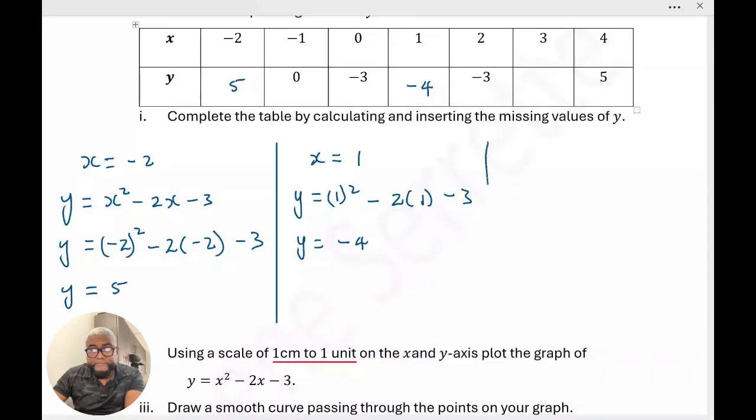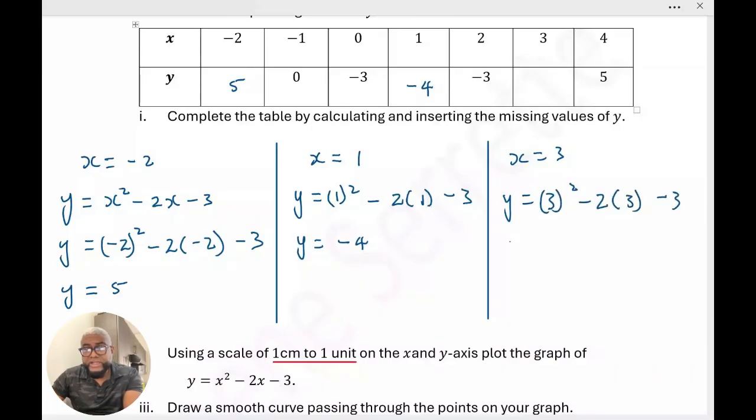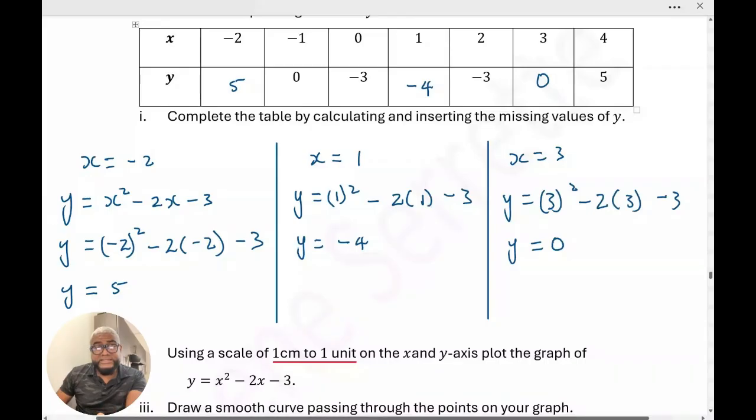Right. Last one. So using the same equation for all, we're going with x is equal to 3 now. Y will be equal to 3 squared minus 2 times 3 minus 3. Y will be equal to 0. Somebody second 0. Everybody good there? Everybody good with this? So we completed our table, right?